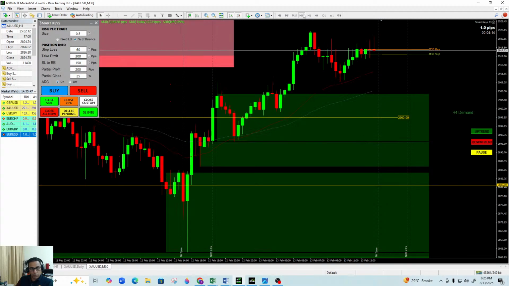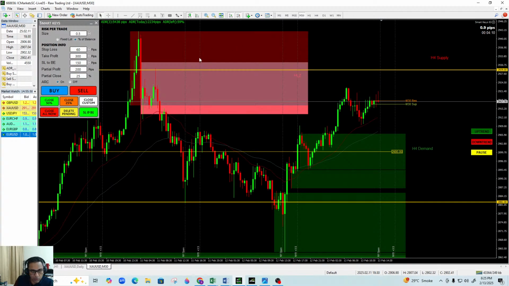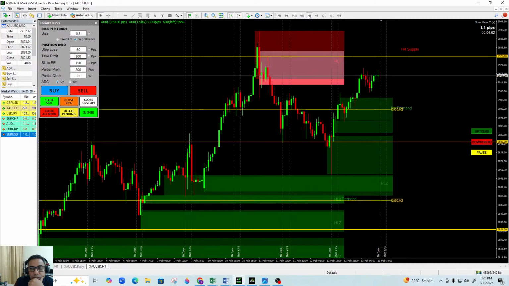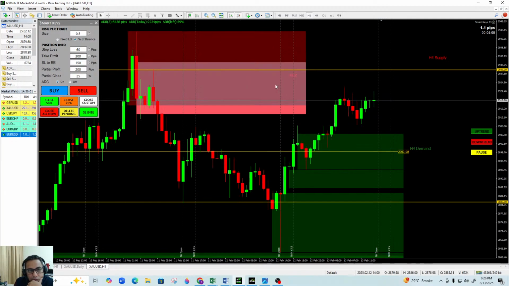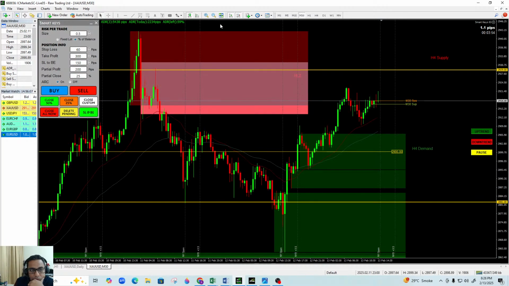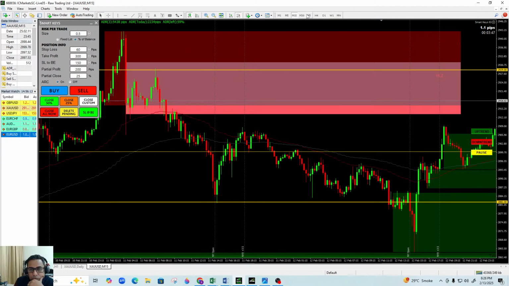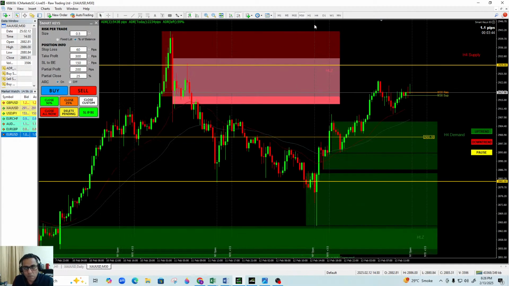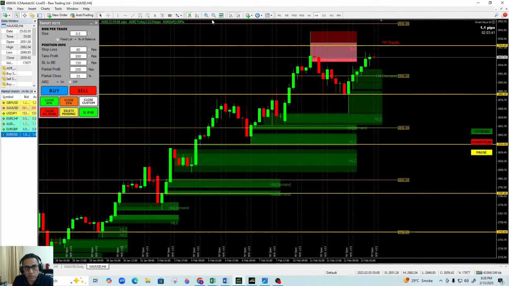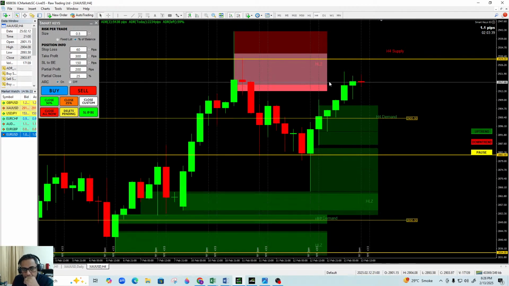Let's look at this on the 30-minute, maybe this zone, to fine tune this zone a bit. No, it's nothing. No, it's a 4-hour zone. Close 786.